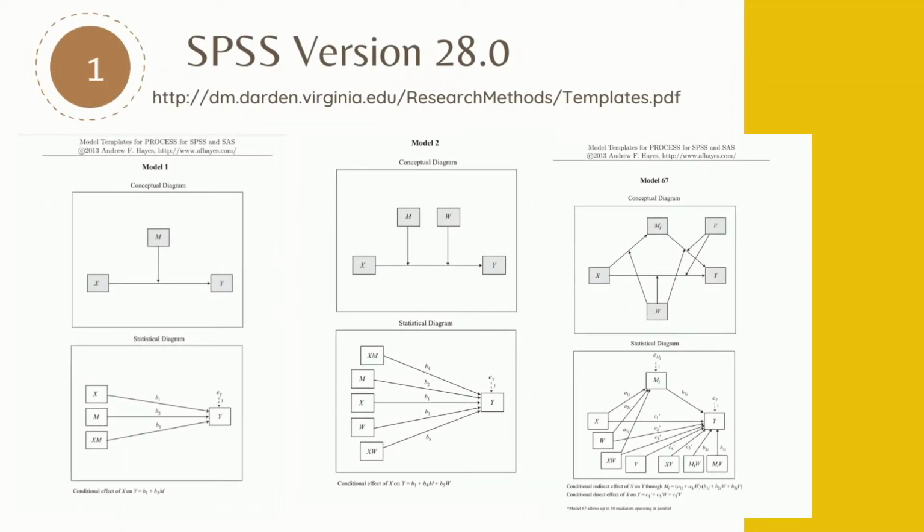Now here is an example of some of the models that this PROCESS macro will allow you to pick from. As you can see, models 1 and 2 are some of the simplest, and if you look at model 67, which shows the multiple interaction effects between different models, it can get really complex, hence why Dr. Hayes created this macro for us. And now let's dive into showing you how to install the macro.